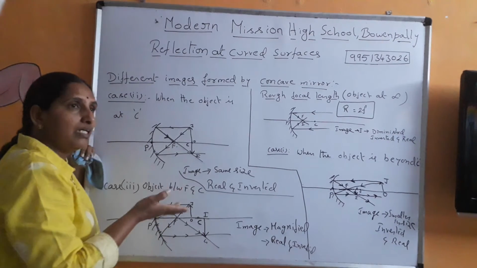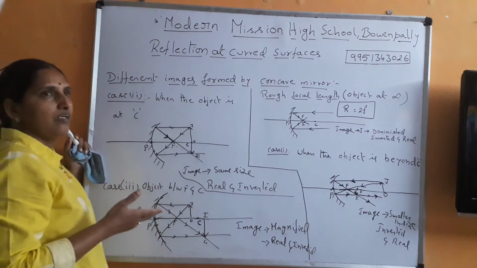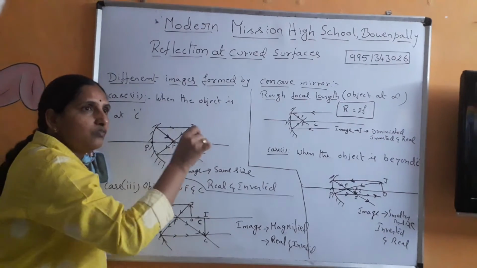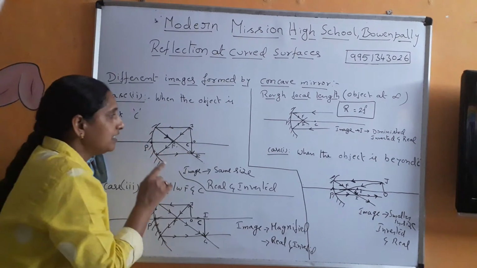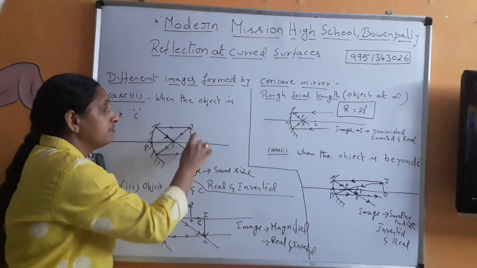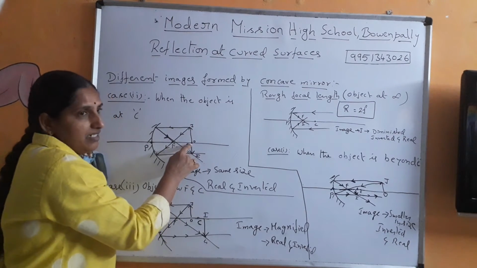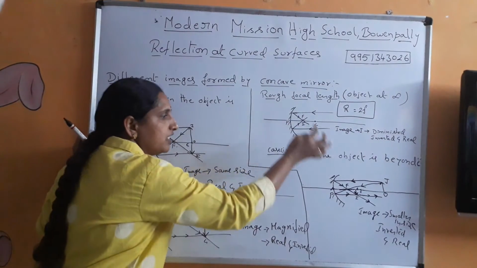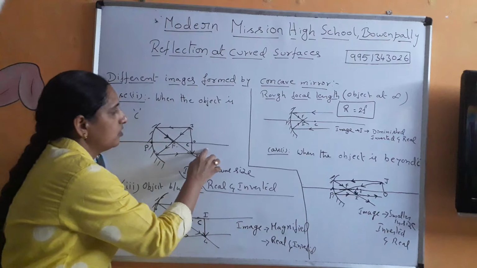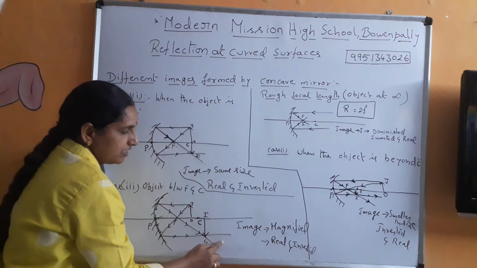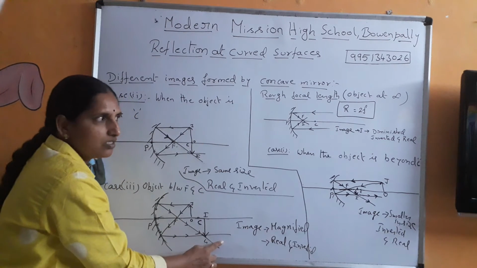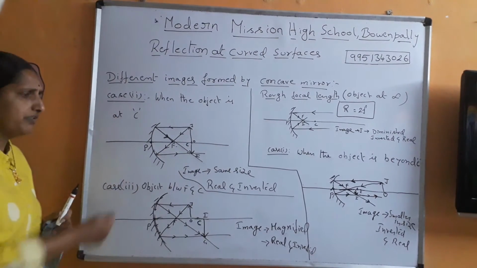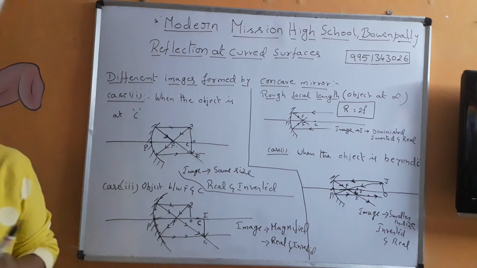The question can be asked even this way, like when will you get the image equal to the size of the object? So we will get the image equal to the size of the object when the object is at the center of curvature. So here it is diminished, here smaller in size, here almost equal in size, and here is the magnified image. So pause the video for a moment and please copy this. We have some more cases.